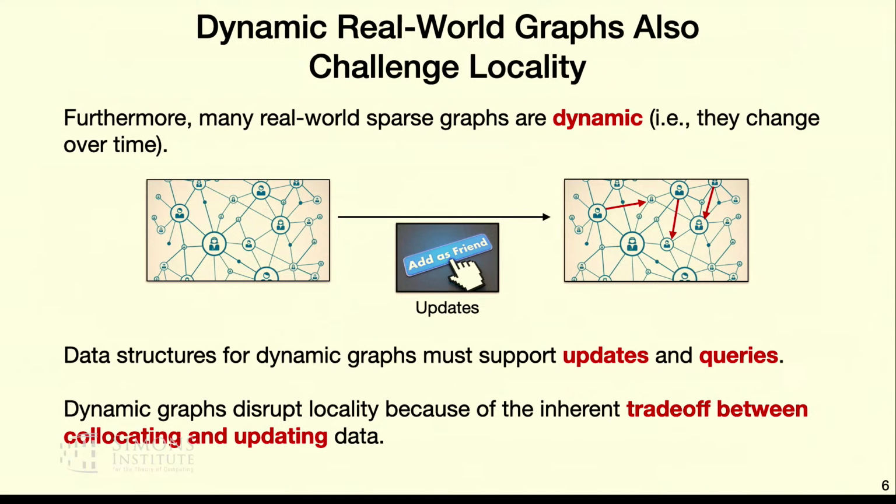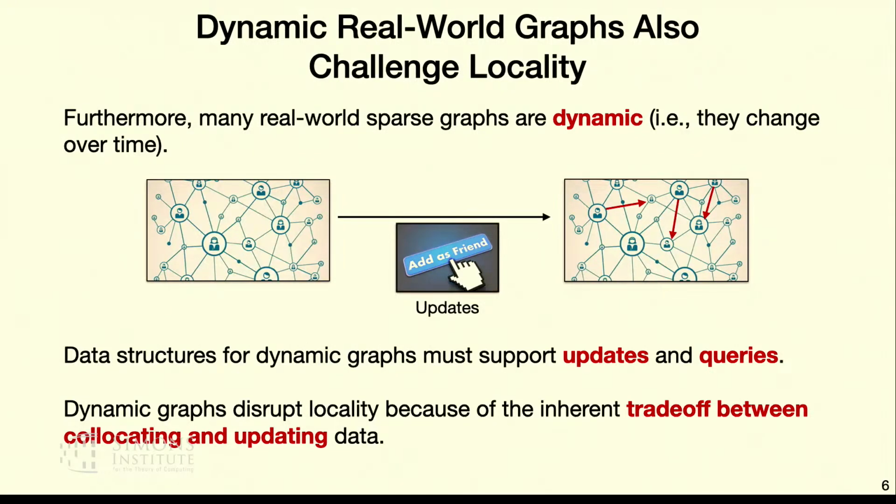Another part of the story is that graphs are dynamic, which means that they change over time. For example, if you have a social network, you might want to add or delete connections. And systems for these graphs have to support updates, edge insertions and deletions, as well as queries, which are these algorithms that you want to run on the graph.